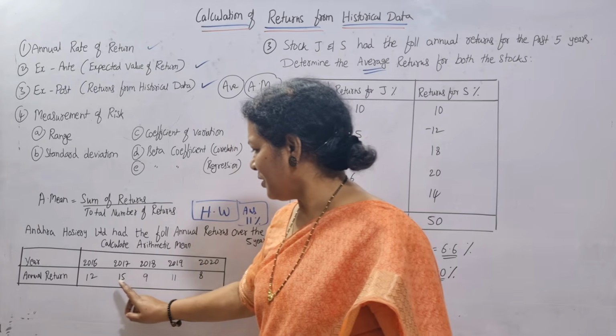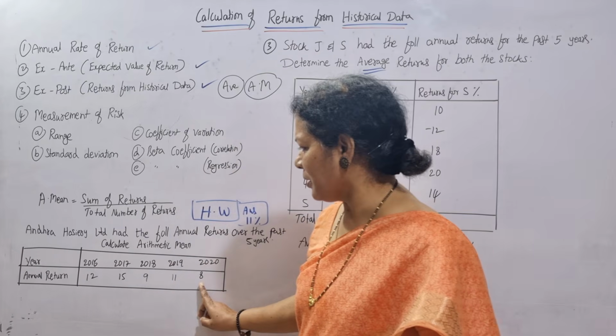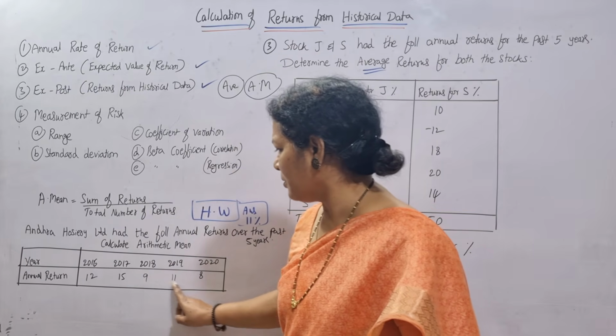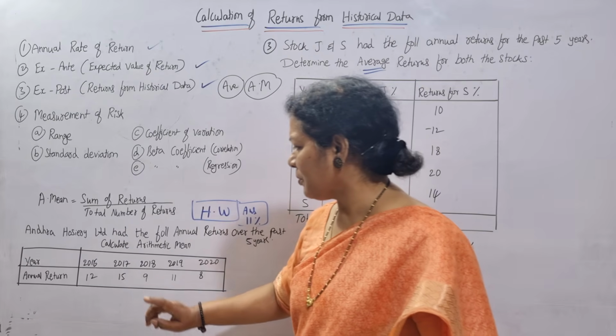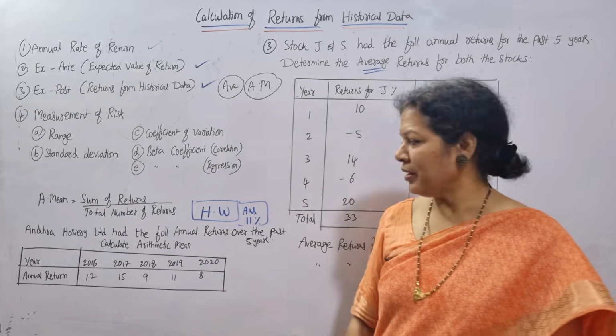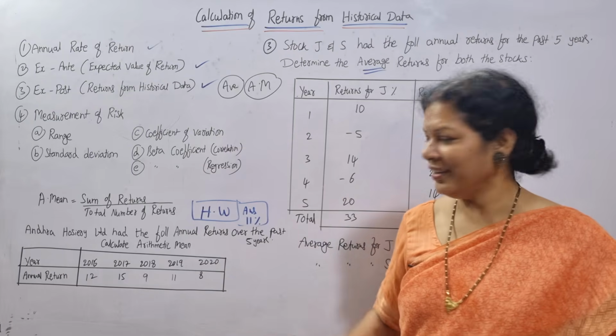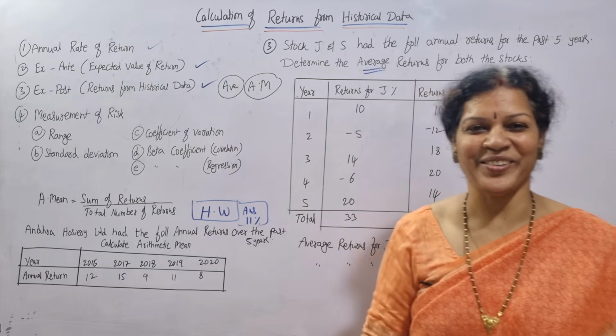How do you get it? 12 plus 8, 20. 20 plus this one, 40. 40 plus 15, 55. 55 divided by 5, 11. Our answer, you got it.